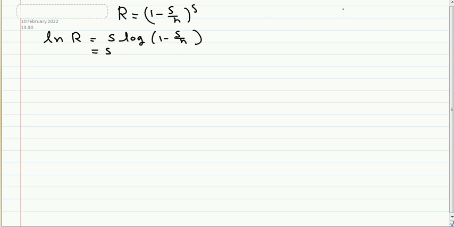So there is one formula that we can expand log 1 minus x. You might have studied this in mathematics, and when x is very small, then it can be expanded. It can be expanded like minus x, minus x square, minus x cube and so on. So it will be minus s by n.